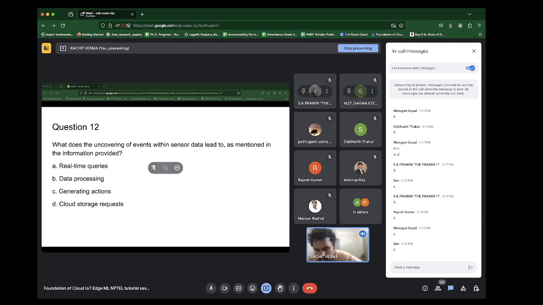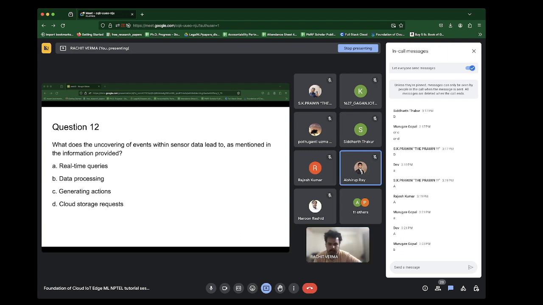What does the uncovering of events within sensor data lead to, as mentioned in the information provided? Is it A, real-time queries? B, data processing? C, generating actions? Or D, cloud storage requests? C. Any other responses? Data processing. Any other? Data processing. Okay, so let's go through the options.